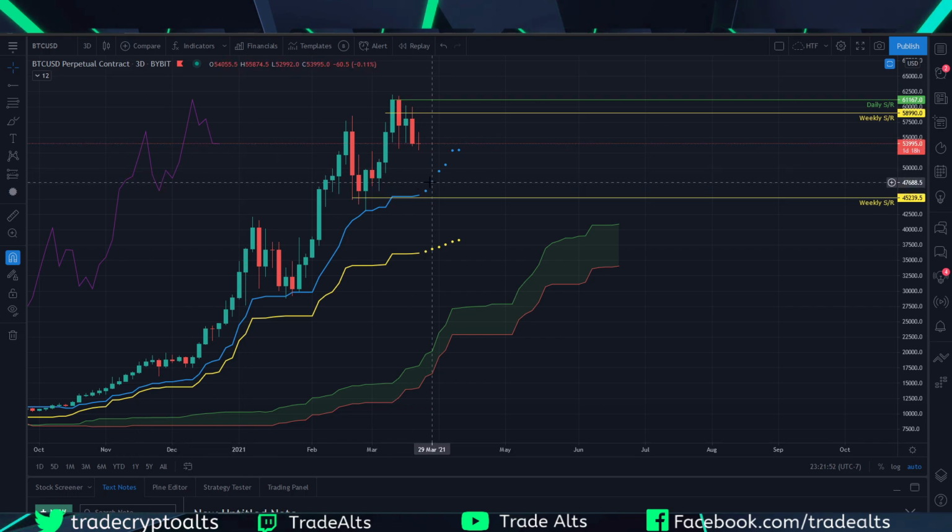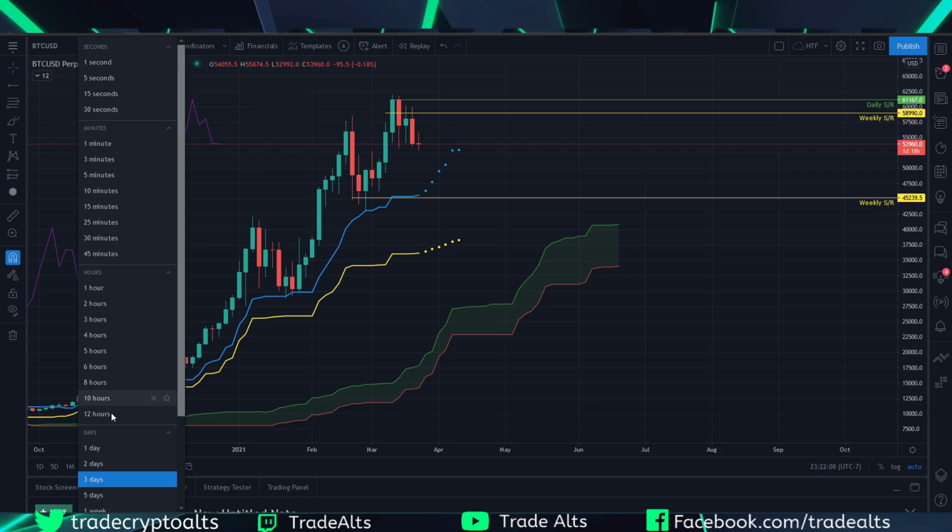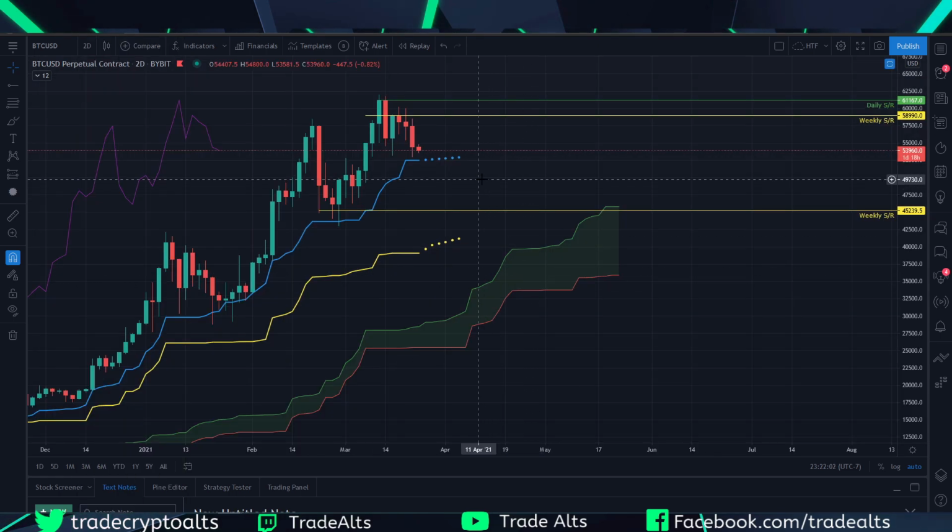But again, each dot is 3 days. So basically 2 dots, 1 week. This could take 3 weeks to play out. Who knows what could happen. Just quickly check the 2-day. You're almost touching your 2-day Tenkan. Again, decent, not as nice as the 3-day. The 3-day Tenkan caught it really nicely, but close enough. Again, nice opportunities for the most part.